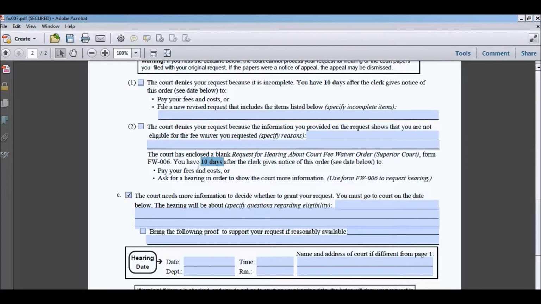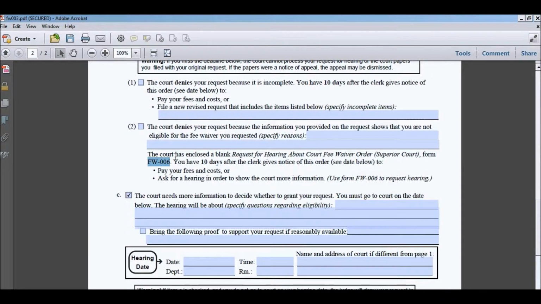So, in order to request that in-person hearing, you have to fill out an FW006 form and then file that. I'm not going to go over the FW006 form because that form's fairly straightforward, and I don't really have a lot of people asking for it. If you do have a need for that form, go ahead and leave me a comment or something, and I will go ahead and fill that out. Film it one day when I get a chance.